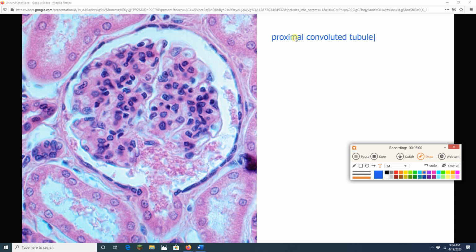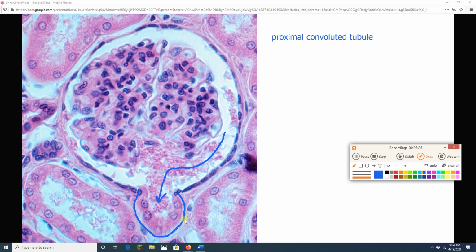Tubule because it's a little tube, convoluted because it's twisty, proximal because it's next to the glomerular capsule. And I actually see a proximal convoluted tubule right here coming out of the glomerular capsule. So filtrate is going to go like this, whoosh, like that. And I can see this proximal convoluted tubule.